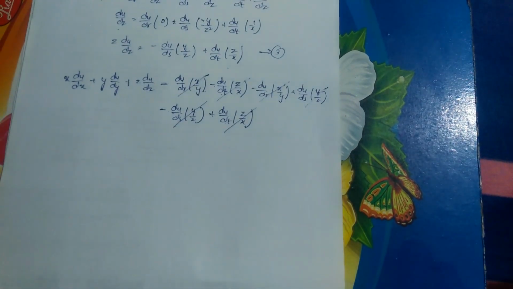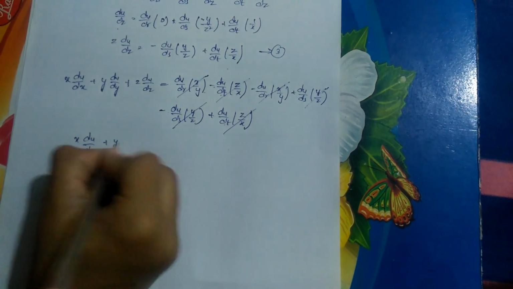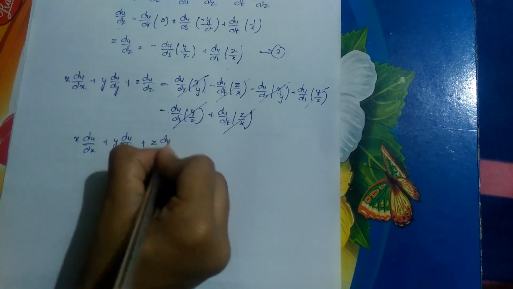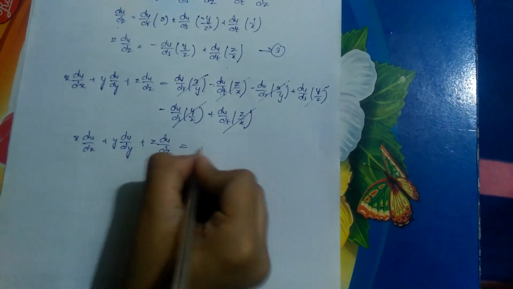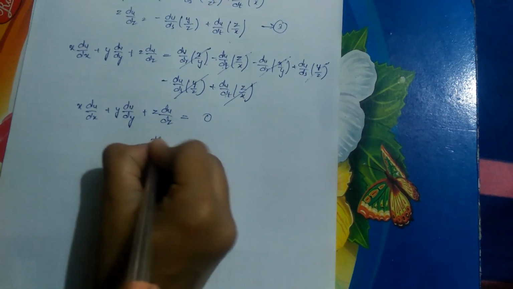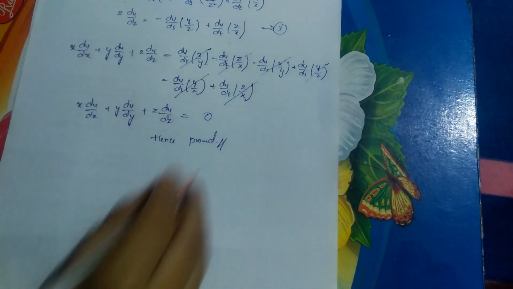So we can write it as x into ∂u/∂x plus y into ∂u/∂y plus z into ∂u/∂z equals 0. So finally it's proved. Hence proved. This is the final result.